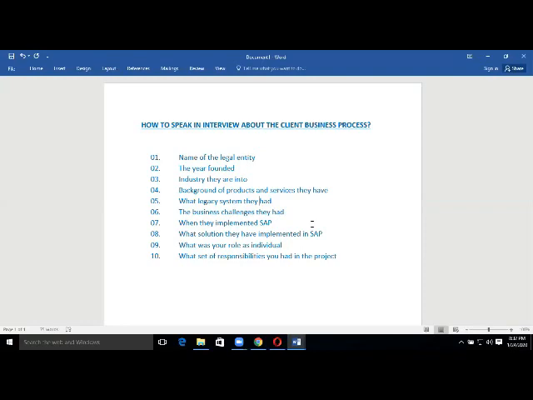On top of that, if you want, you can highlight how the project experience was as an individual consultant. What set of challenges you had, what set of complexities you had, and what the learning in the project was. That is something you can highlight. So this is how you have to prepare for the client business process.